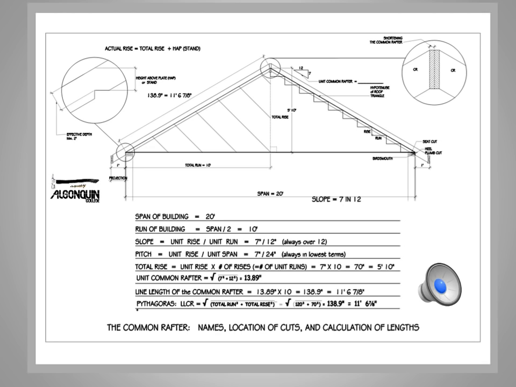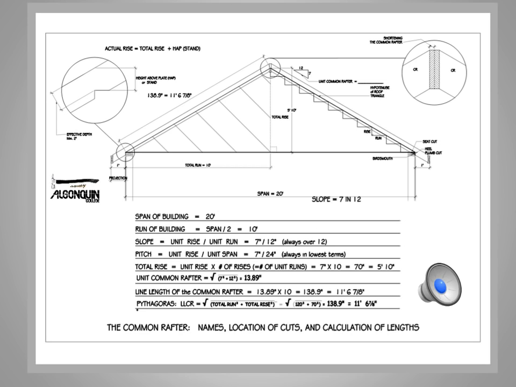This is the first part of your assignment. What I've done here is given you a diagram. I've worked with all the numbers for you, and then I'm going to give you some more for you to work on your own. So here we have the common rafter. We're going to try to label it, of course, and we have the names, the locations of all the cuts, and the calculations of the length. Our focus is mainly going to be on the math.